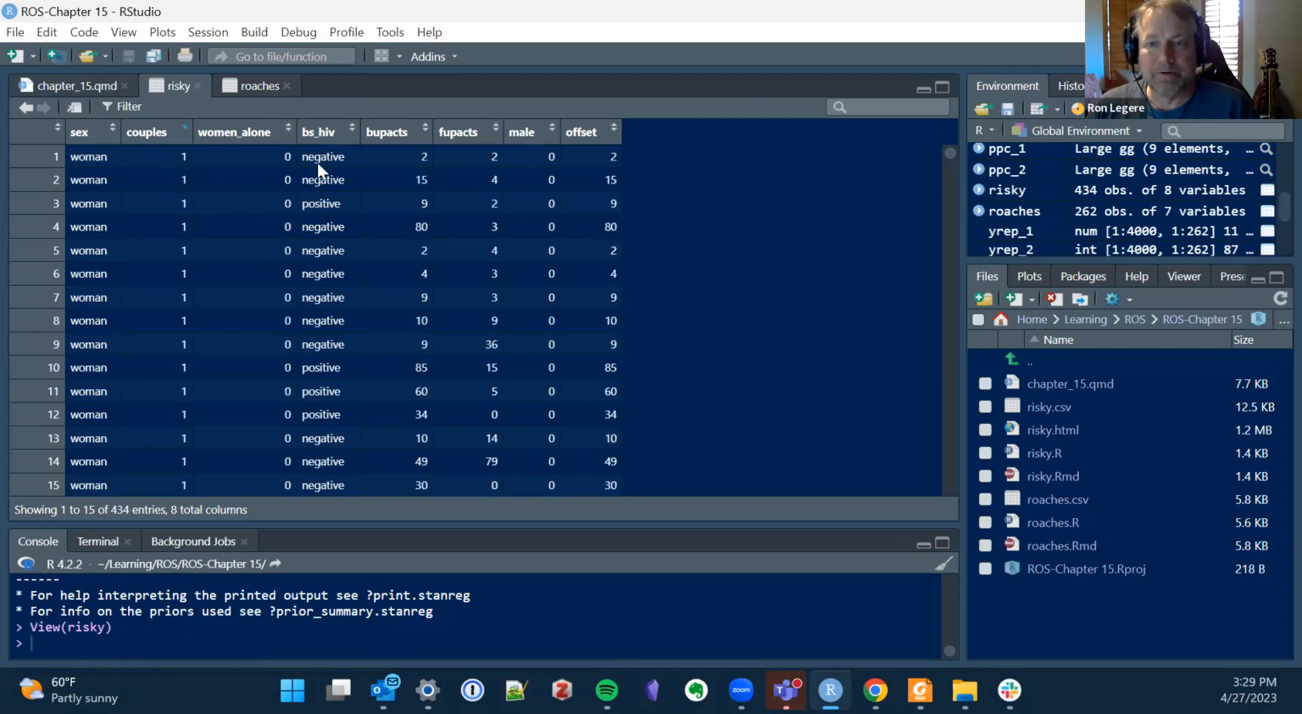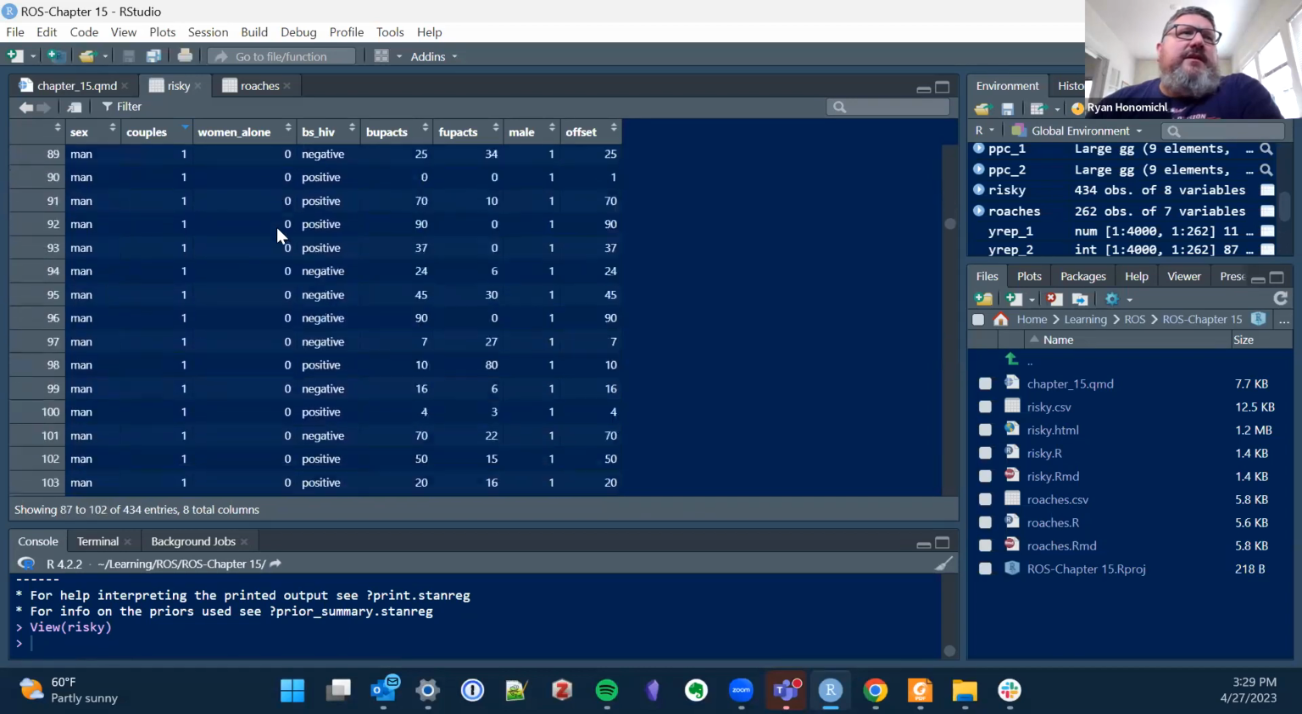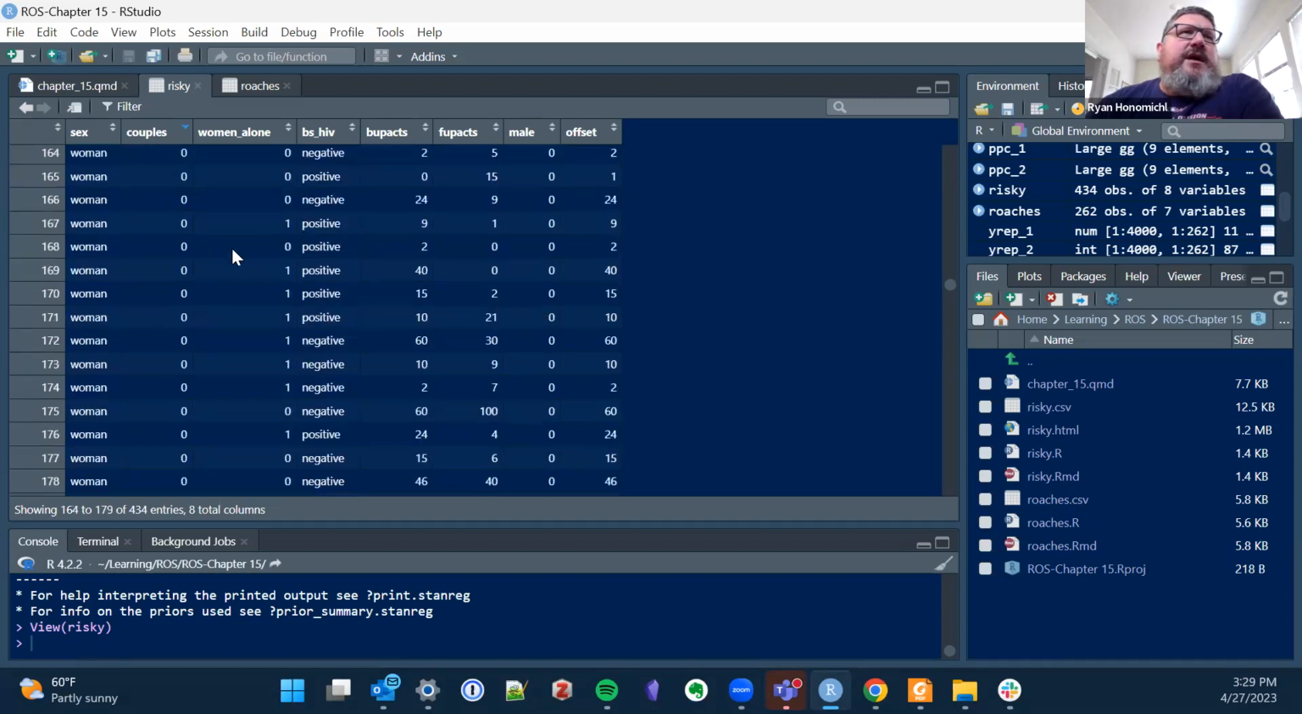Okay, so these are couples. So apparently these are non-women-alone couples, and then there's, let me just go through. So they're non-couples, but they're women. Wait a minute, so are we saying they're women alone? So there's more than one woman.